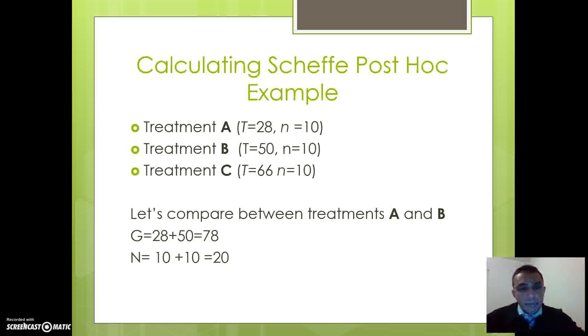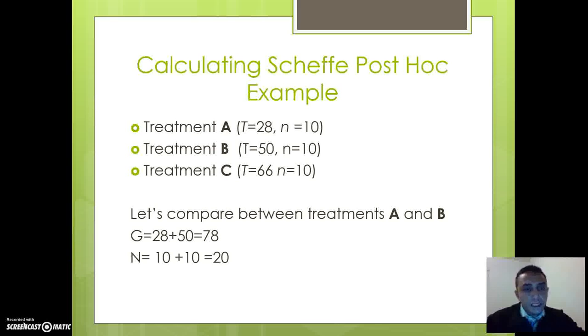So now in this example we are going to compare A and B. We have very limited time for this presentation. G is the grand total, the summation of T's: 28 plus 50, because here we're comparing 2 groups, unlike the general ANOVA where you have all 3 groups. N equals 20.